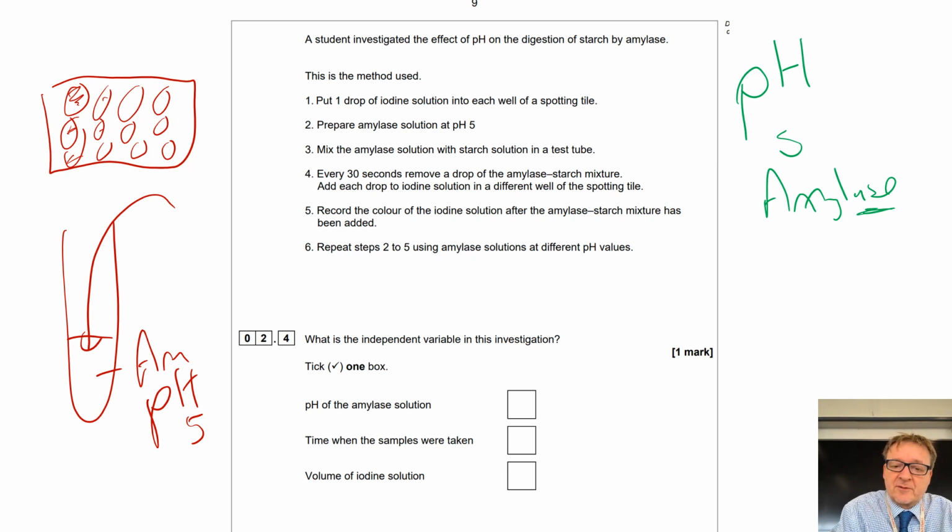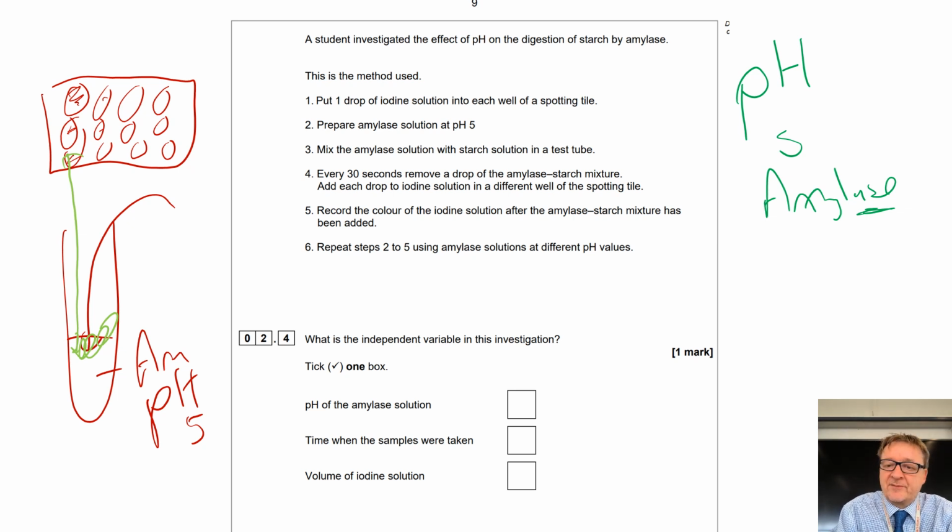So then I've got to move some of this. Remove a drop of the amylase starch mixture and add each drop to the iodine solution in a different well. So I'll take a little drop of that and put it in there every 30 seconds. And obviously you've got to remember that you did it at 0 seconds as well. Record the colour of the iodine after the amylase starch mixture has been added. Repeat steps 2 to 5 for amylase solutions at different pHs.